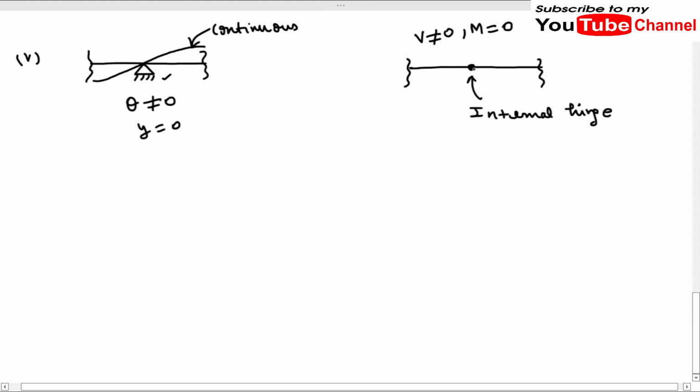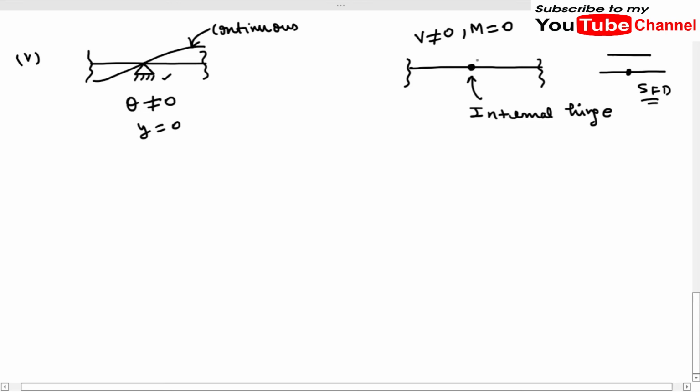So if we draw the shear force diagram for a beam having an internal hinge, then we will see that at the point of the internal hinge, you can say that this is the internal hinge, the shear force will be like this. So there will be no discontinuity in the shear force diagram.